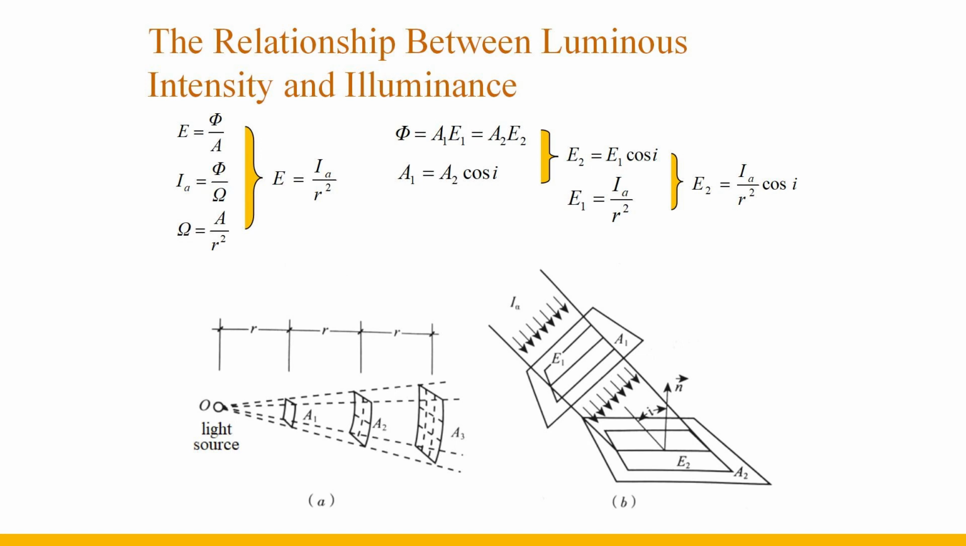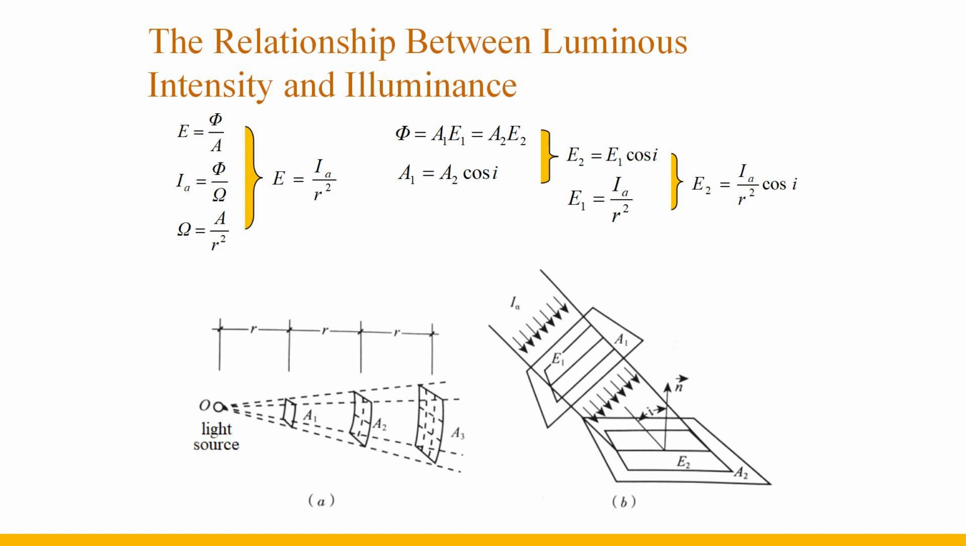Figure B shows the case when the incident angle is not equal to 0. The A2 surface forms angle I with the A1 surface. The normal of A1 coincides with the ray, and the normal of A2 forms angle I with the ray. According to the definition of illuminance, Φ is equal to A1 multiplied by E1 and equal to A2 multiplied by E2. Considering that A1 is equal to A2 multiplied by cosine I, it follows that E2 is equal to E1 multiplied by cosine I.